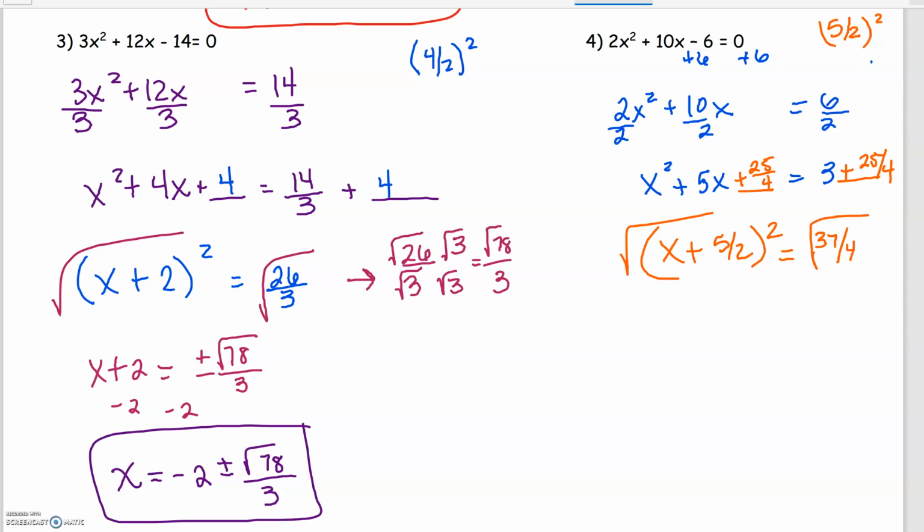Then we're going to square root. So x plus 5/2 is equal to plus or minus square root 37 over square root 4. And we can do that square root of 4, and we're going to subtract that 5/2. So we end up with -5/2 plus or minus square root 37 over 2. And 37, there are no perfect squares as factors, so we can't simplify that, and we're done.